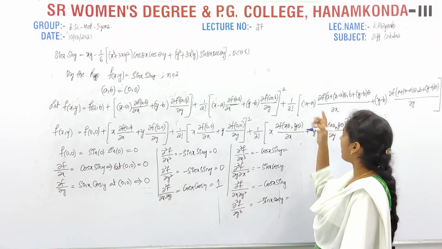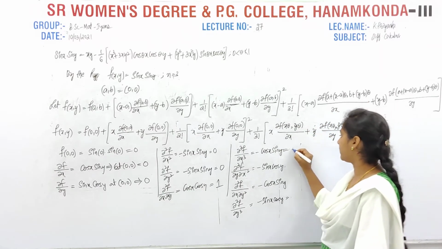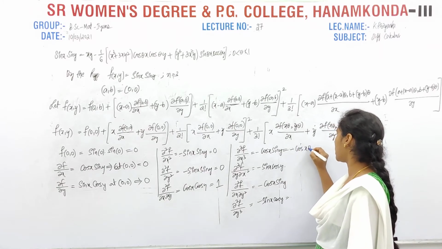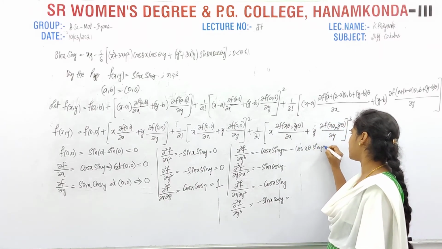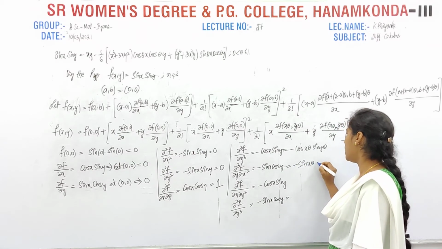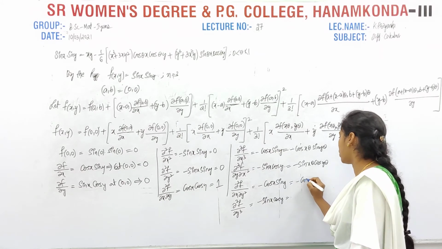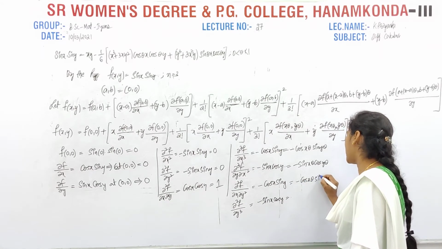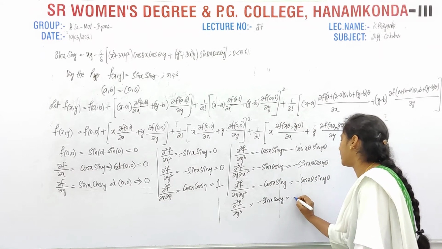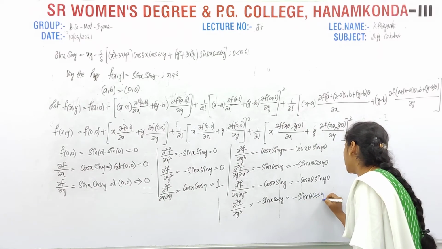So that's why here actually we have to calculate at the point that is xθ, yθ. That's why here minus cos xθ and sin yθ. Okay. Now, here minus sin xθ and cos yθ. Now here minus cos xθ sin yθ. Now again minus sin xθ cos yθ.